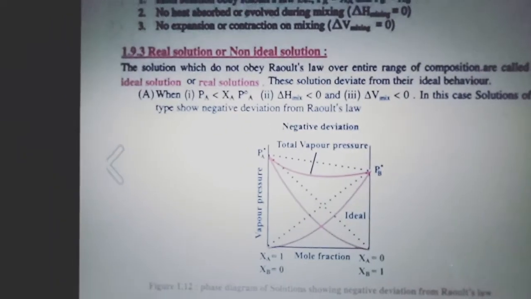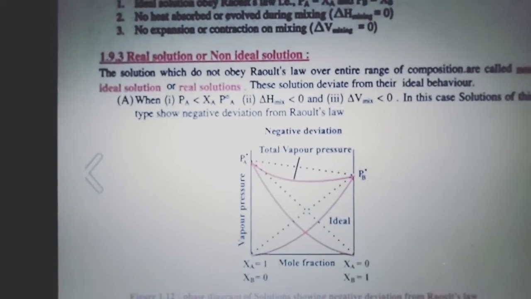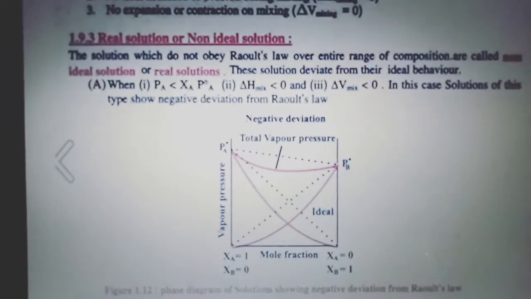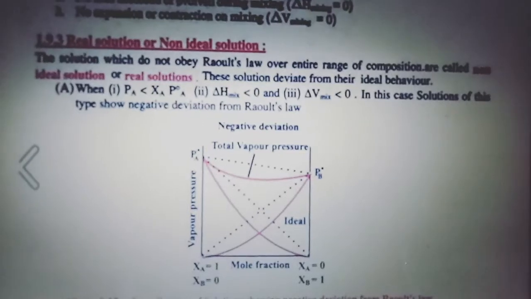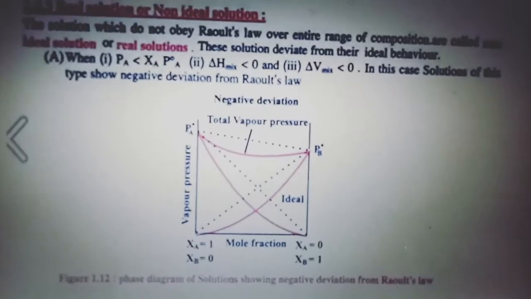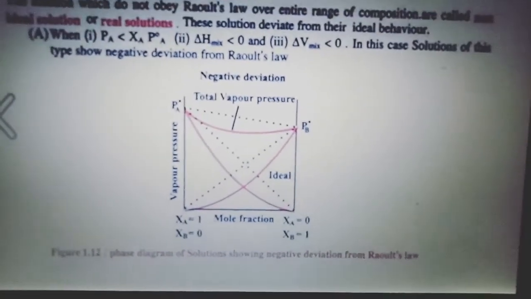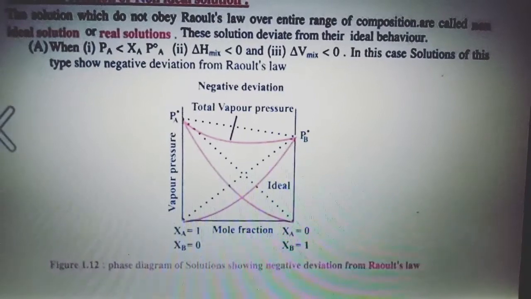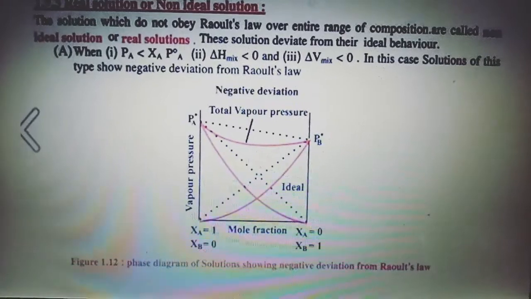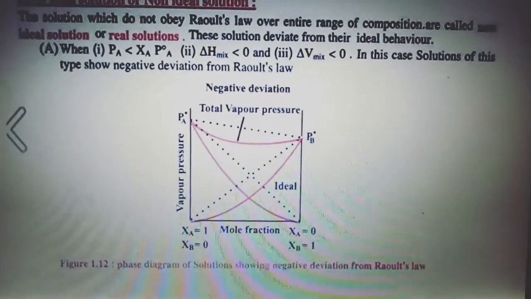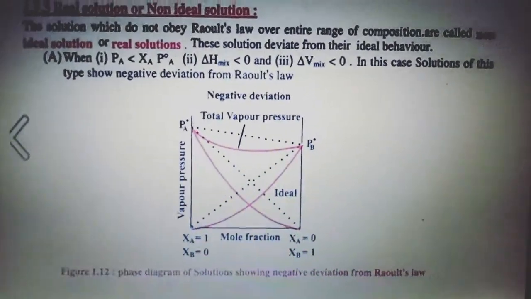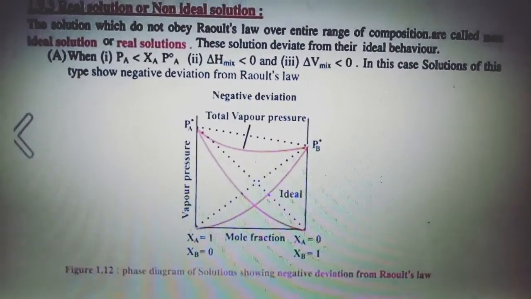Okay. Here PA is less than XA into P naught A, and delta H mixing is less than 0, and delta V mixing is less than 0. In this case, solutions of this type show negative deviation from Raoult's law. You can see in the diagram. This is a phase diagram of a solution showing negative deviation from Raoult's law. Here, PA is less than XA into P naught A, and delta H mixing is less than 0. Delta V mixing is less than 0. It shows a negative deviation from Raoult's law.